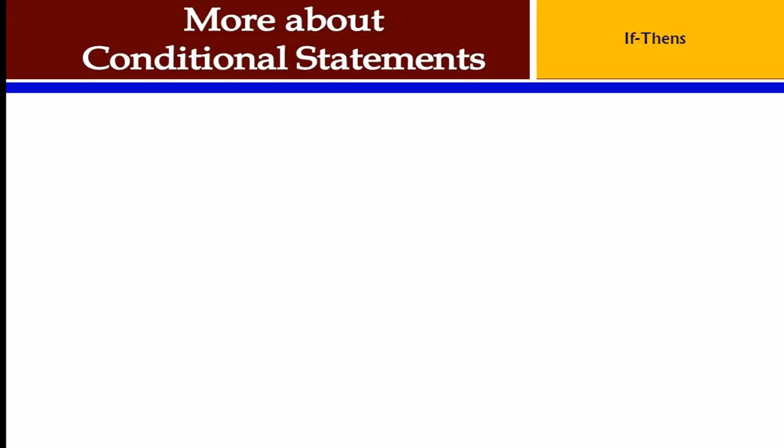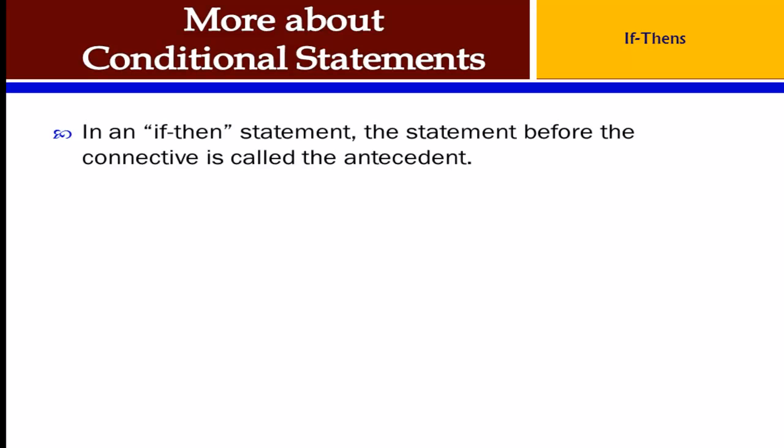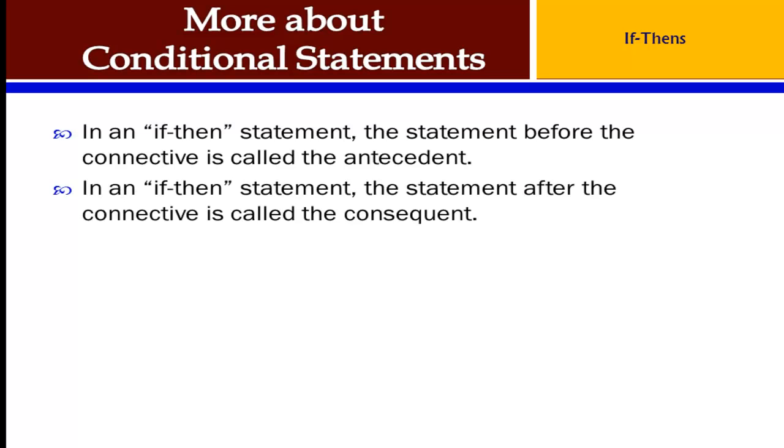So let's talk a little bit more about these conditional if-then statements. In an if-then statement, the statement before the connective is called the antecedent. Also, in an if-then statement, the statement after the connective is called the consequent.